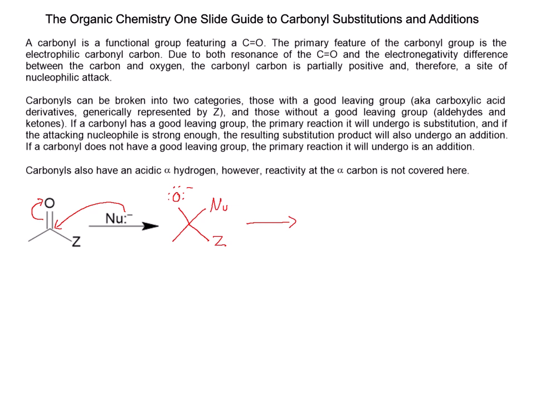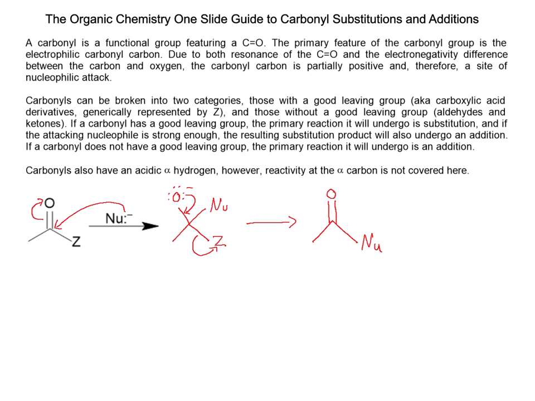Now, we know this is a substitution because we had a good leaving group. So what happens next is the lone pair comes back down from the oxygen and recreates the double bond. In turn, that is going to kick off the leaving group Z. This gives us our substitution product, another carbonyl. Now, the difficulty in studying carbonyl chemistry is not actually the mechanism itself. As you can see, this substitution mechanism is pretty straightforward and is only 2 steps.